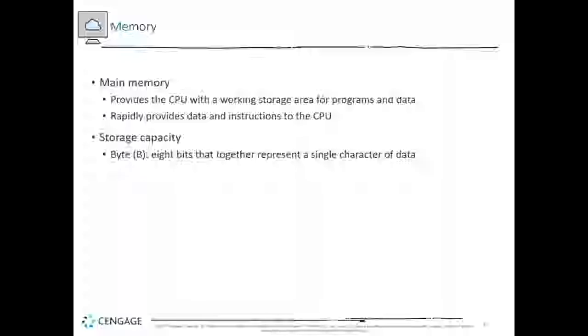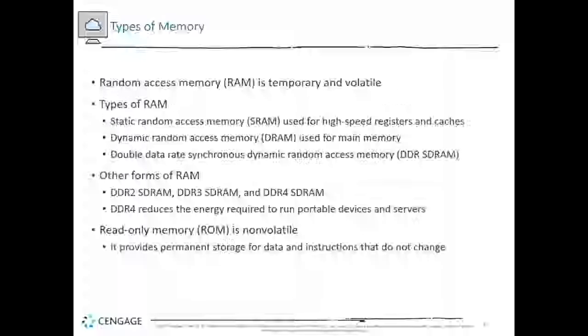Memory. Main memory provides the CPU with a working storage area for data. It rapidly provides data and instructions to the CPU. Storage capacity is measured in bytes. A byte is 8 bits that together represent a single character of data.